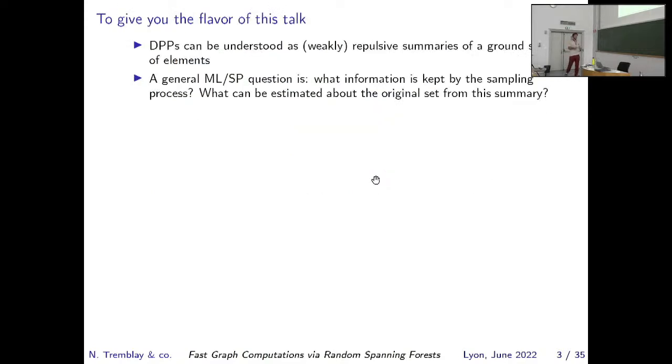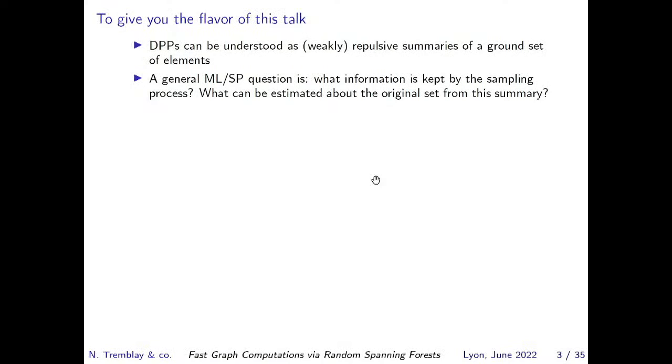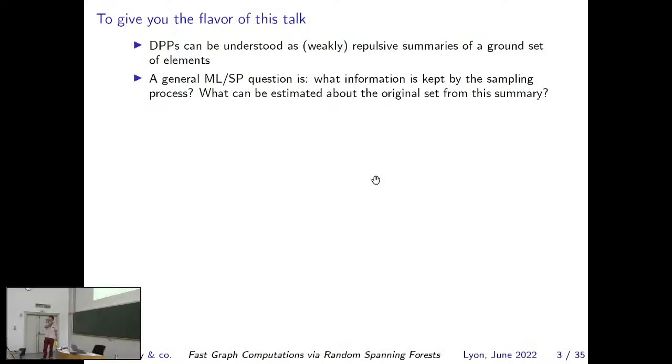Now, to give you the flavor of this talk, DPPs can be understood as weakly repulsive summaries of a ground set. Here I'm going to talk only of discrete DPPs, so basically edges on graphs. A general, maybe machine learning or signal processing question is: given a summary, what information am I able to extract from the ground set? This is my point of view here.